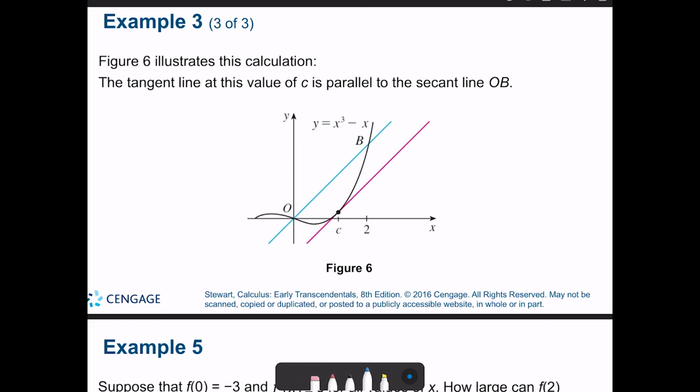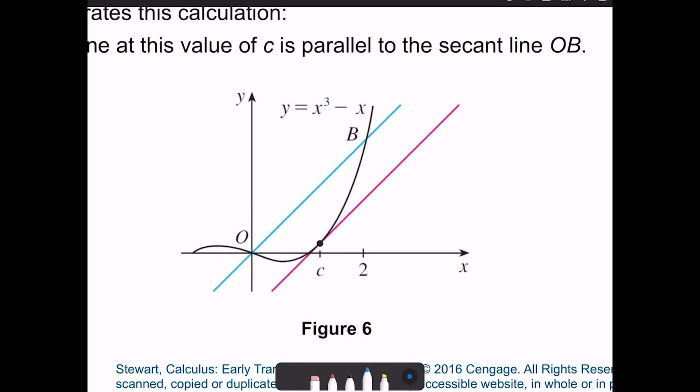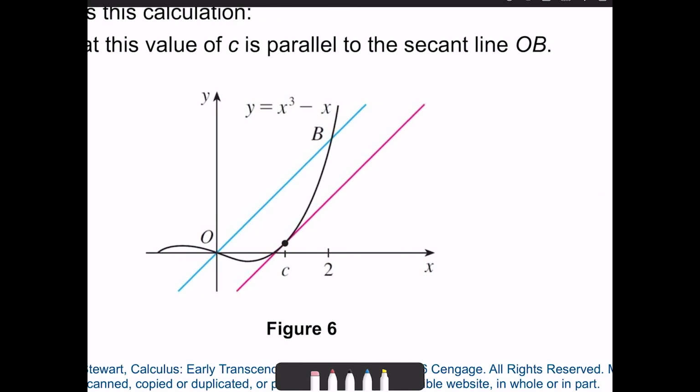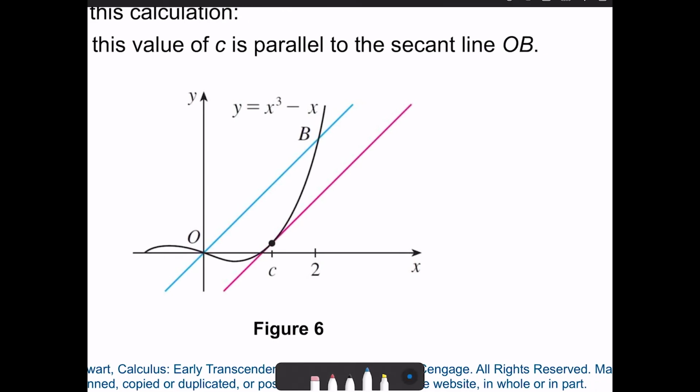And here's a graphical depiction of what we've just been working on algebraically. We can see in black is the actual curve, and in blue is what we're calling the secant line, going from our beginning point of 0, 0 to our ending point of 2, 6.